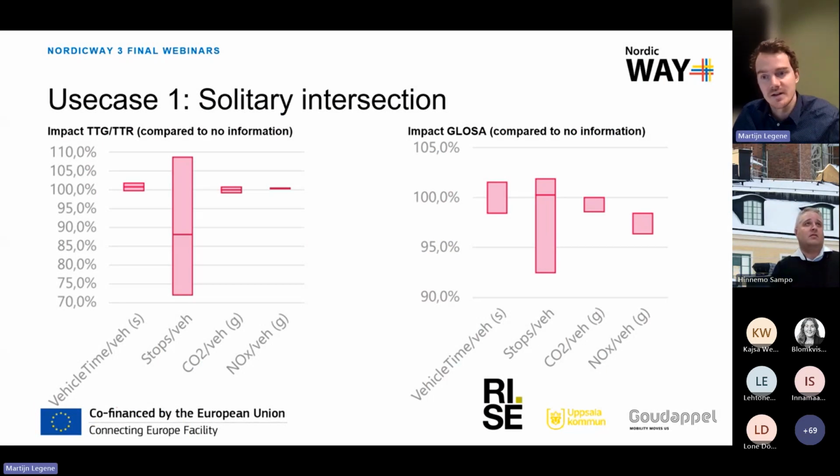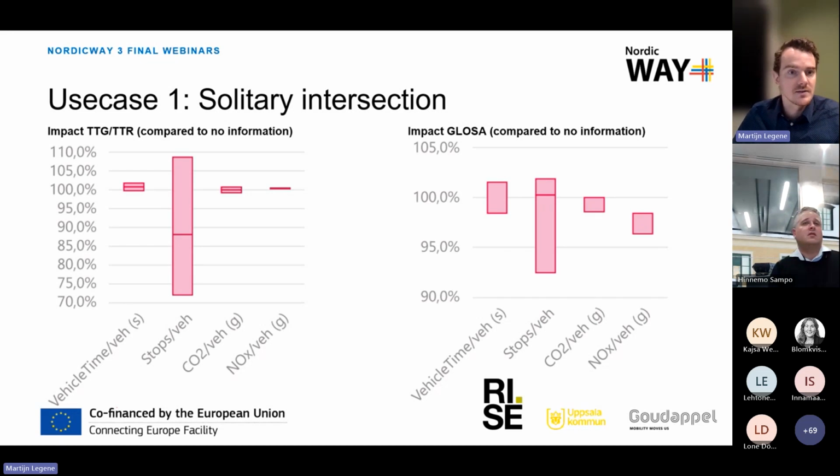Perfect. I'm sorry, I was just explaining this slide, where you see the biggest impact on the number of stops and limited impact on accessibility or environmental KPIs.